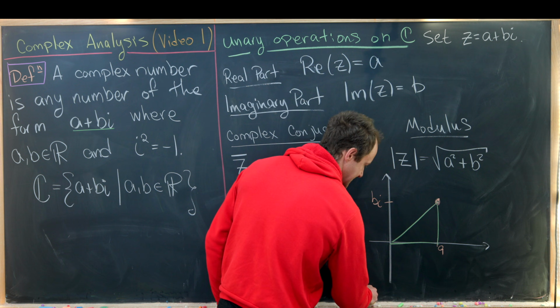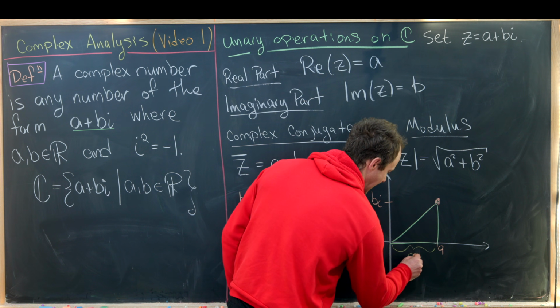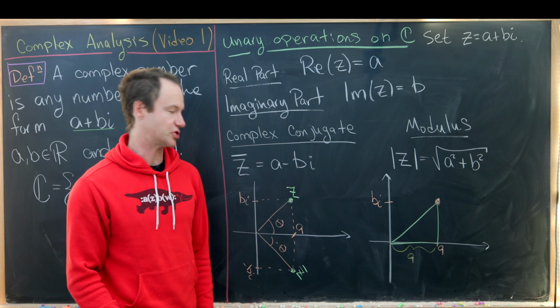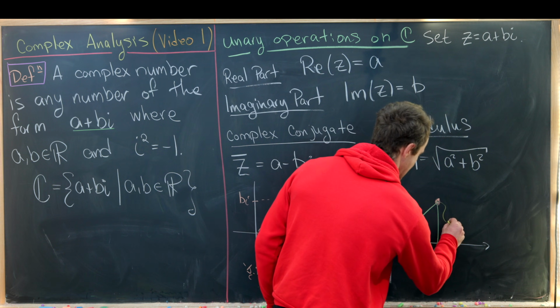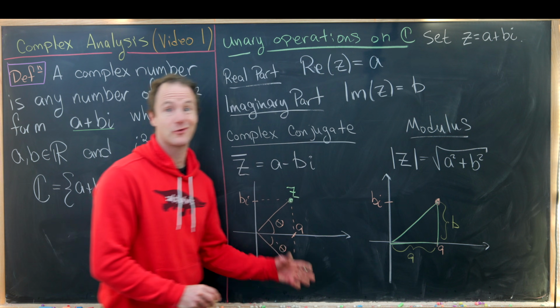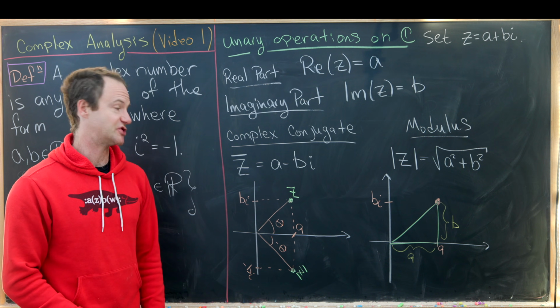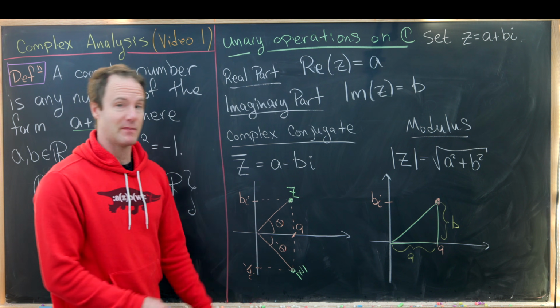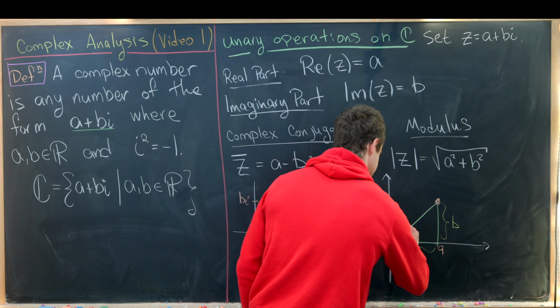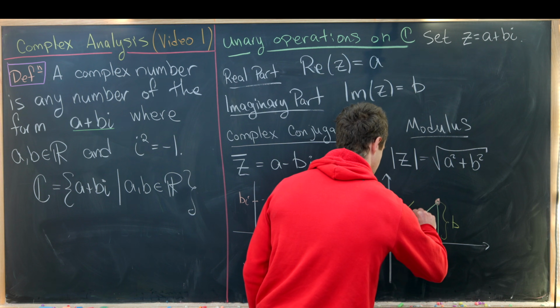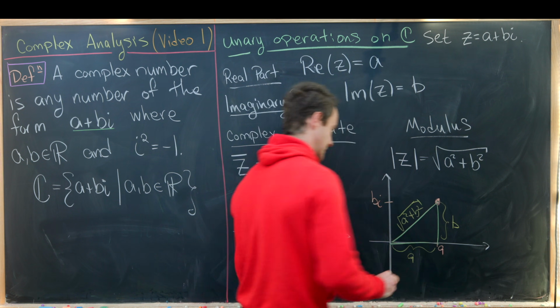Notice that this guy down here has length a. That's the distance from the origin. This guy right here has length b. Now we're just measuring that distance there. We're in the first quadrant, so we don't have to worry about changing the sign here. But then by the Pythagorean theorem, this guy right here has length square root of a squared plus b squared.